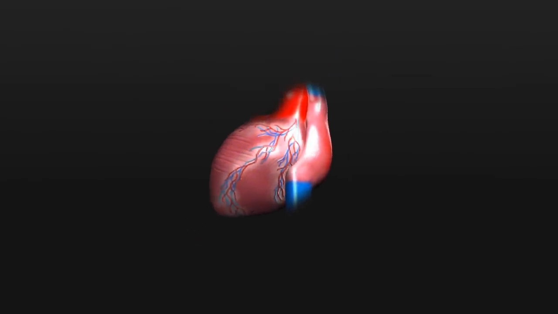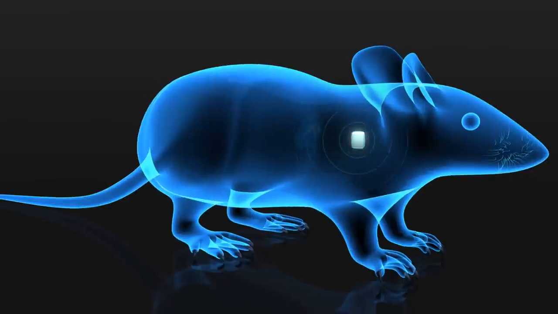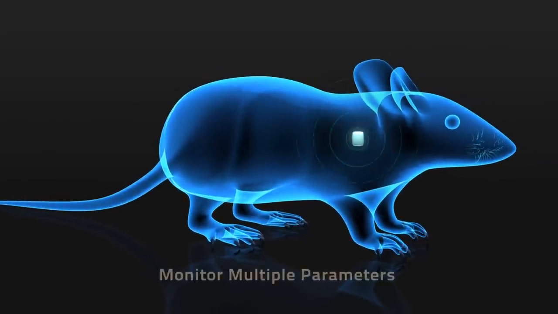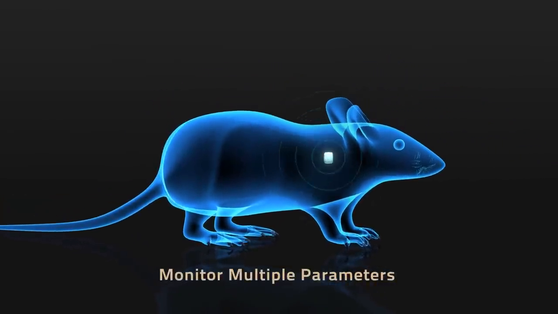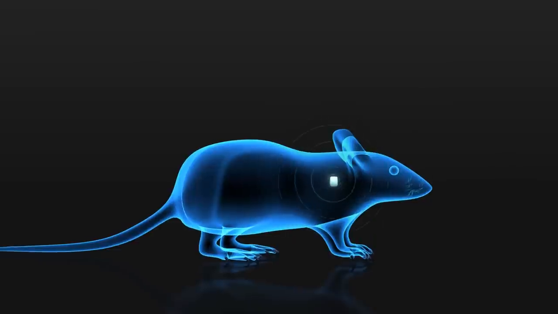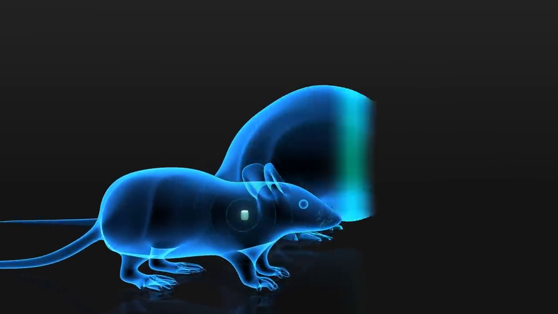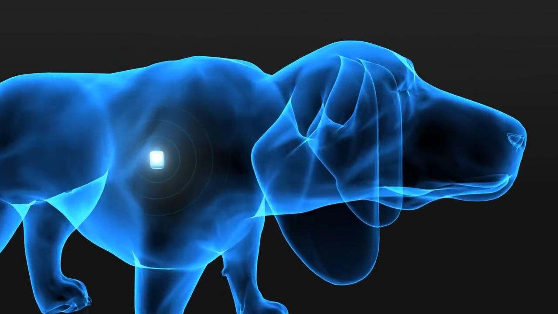DSI implantable telemetry is designed for monitoring and collecting data from conscious, freely moving laboratory animals. A transmitter implanted in each animal measures one or more parameters within the cardiovascular, respiratory, and central nervous system studies being conducted. These advanced implants are available in a variety of sizes to accommodate different species.